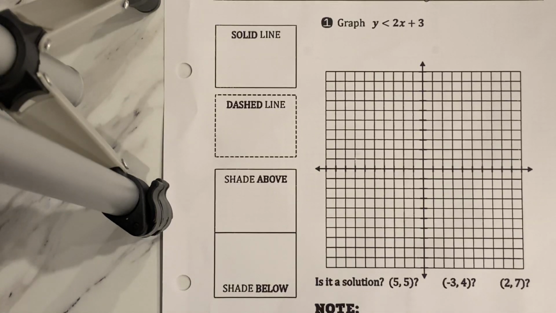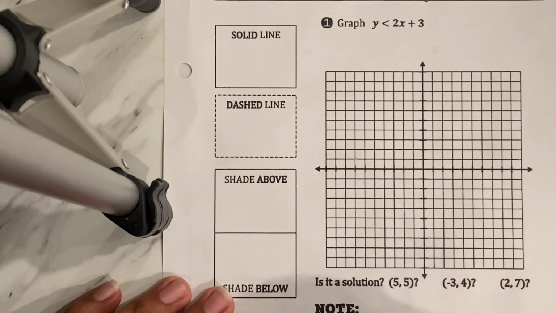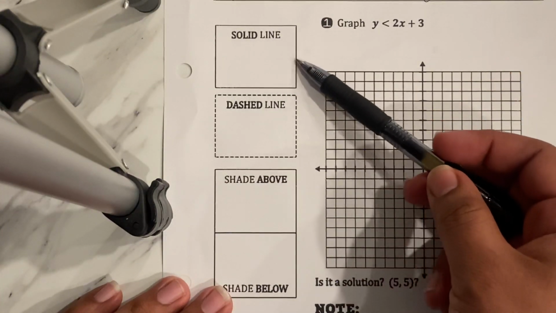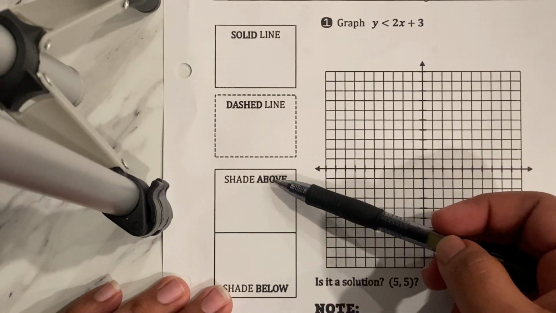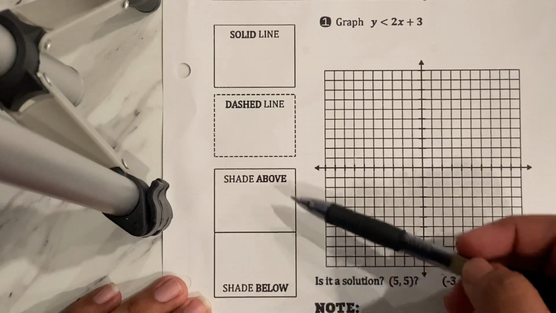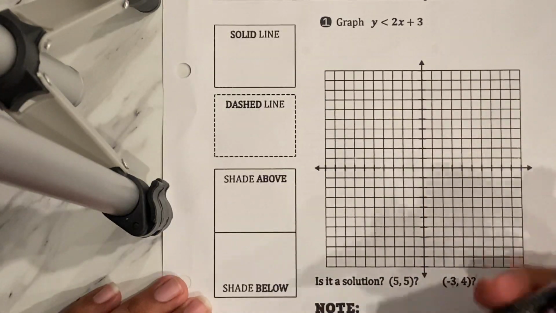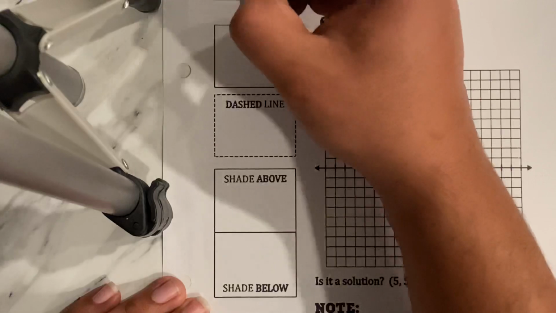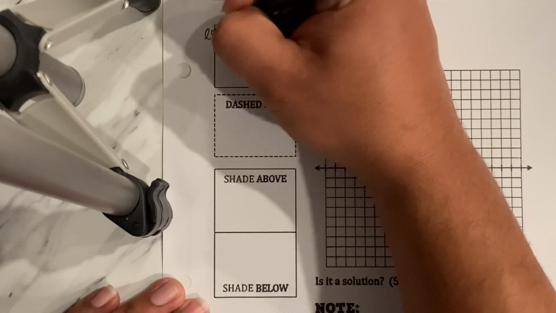That's rock and roll. So before we even graph, I want to cover these pieces of information. I like this little activity only because solid, dash, word of shade: above is on the top part, below is on the bottom part. Using the solid line, we have to make sure we know that this is our equal to.